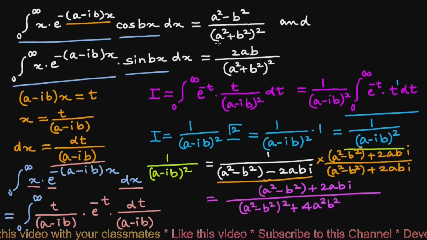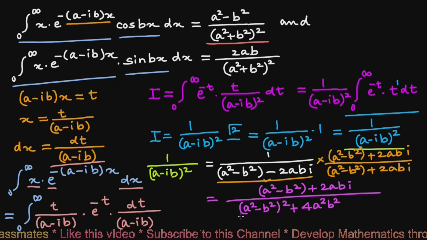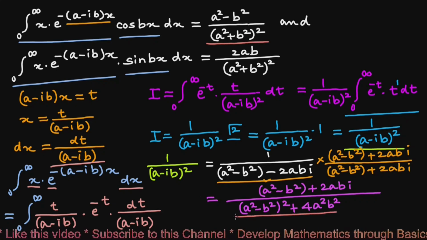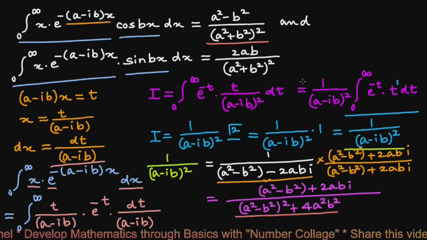But in the result we want (a square plus b square) whole square. Therefore we have to write this denominator in terms of (a square plus b square) whole square. Now let us see how to write this.